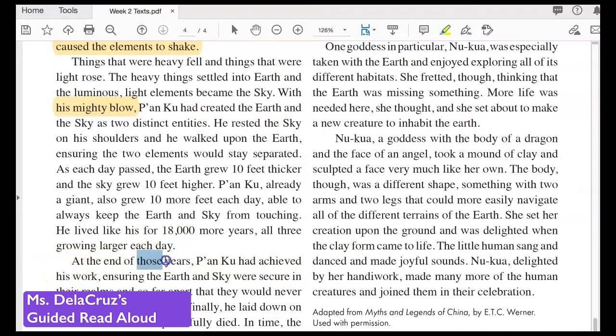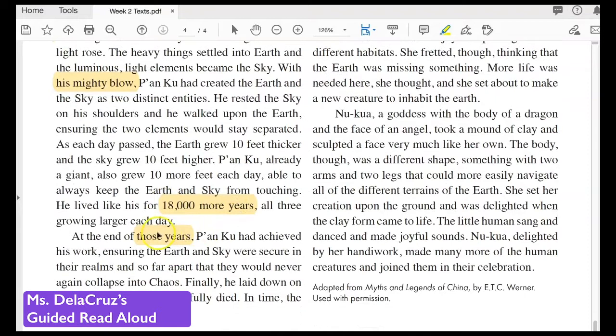So how many years do we know this was? 18,000 more years. Ensuring the earth and the sky were secure in his realm, and so far apart that they would never again collapse into chaos. Finally, he lay down on the earth to rest, and peacefully died.